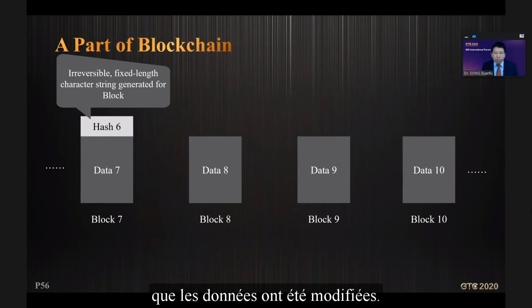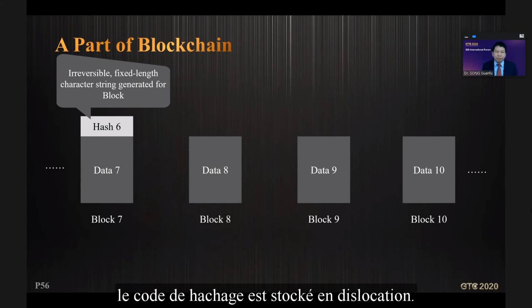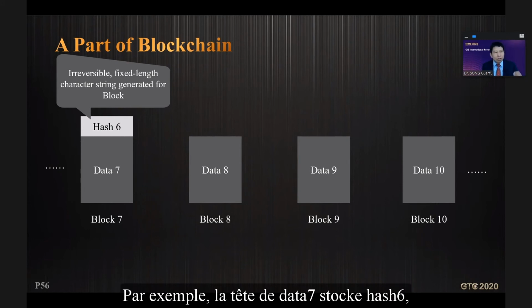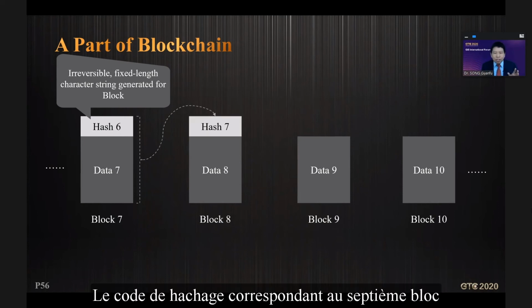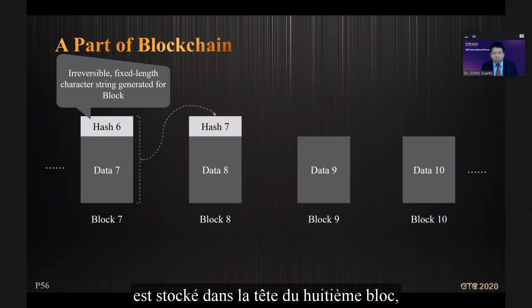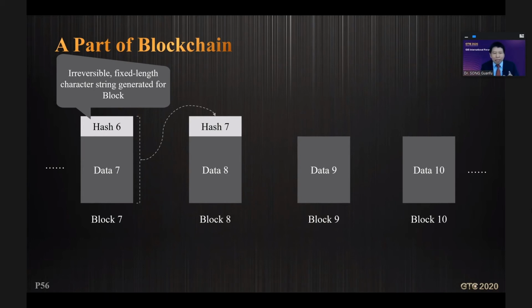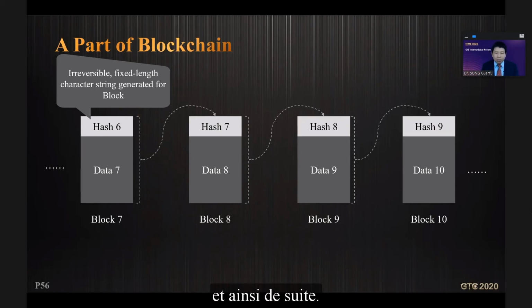The hash code is stored in this location. For example, the head of block 7 stores hash 6, which is the hash code of the previous block. The hash code corresponding to block 7 is stored in the head of block 8, and so on.